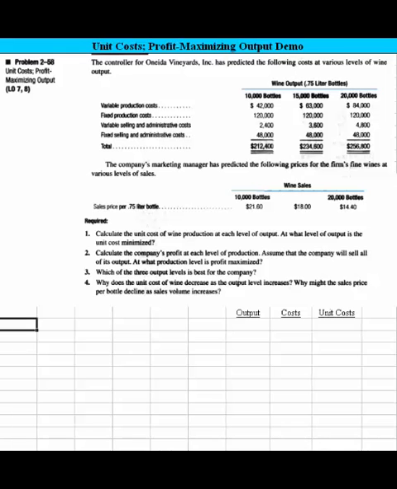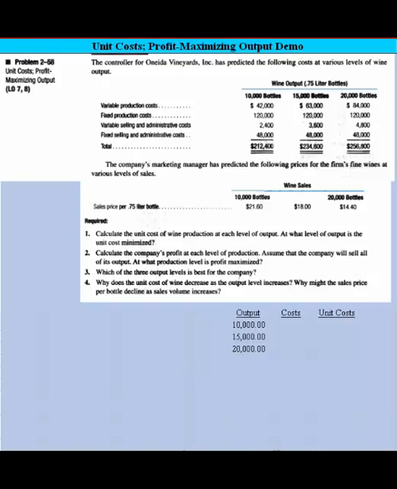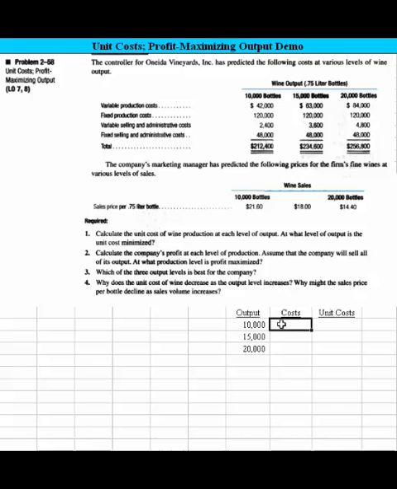The first requirement is to calculate the unit cost of wine production at each level of output. Okay, well, the level of output appears right there, 10,000, 15,000, and 20,000 bottles. Why don't we enter that? That's 15,000 bottles and 20,000 bottles. Okay, let me format this all with no decimal places, and we'll adjust it as we need to when we get there. Alright, now we need to calculate the unit cost.